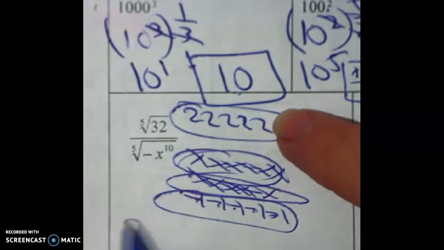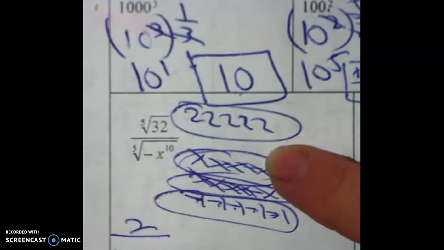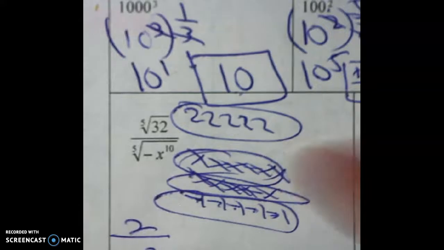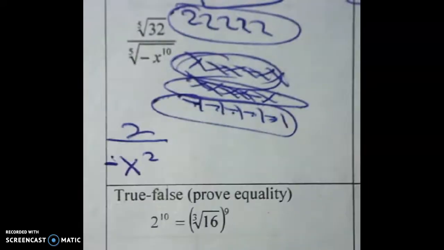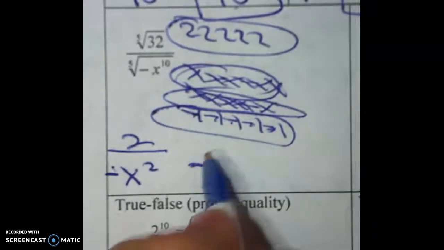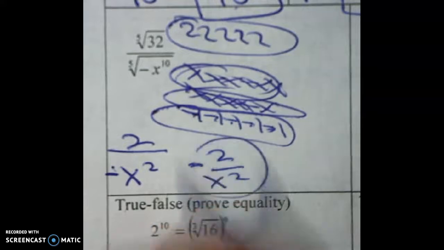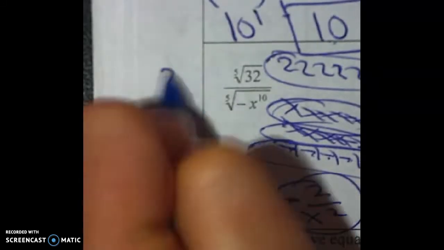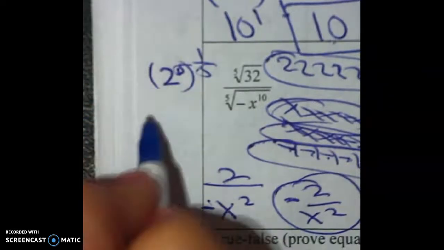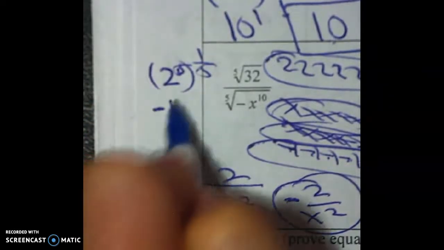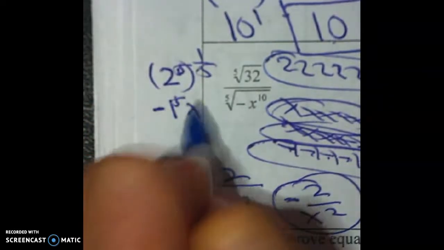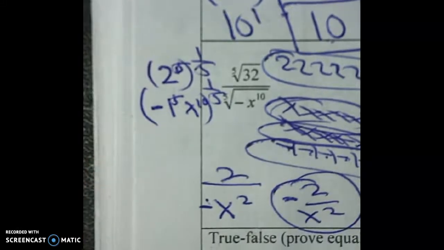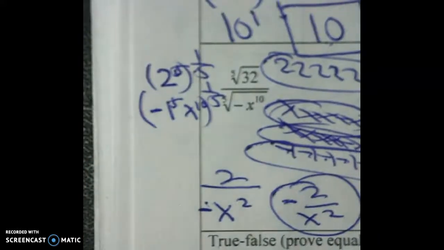So it looks like we have 2 on top and -x squared on the bottom. But of course that's ugly, so it's -2x squared. Okay? If you want to do this in exponential form, which is great, 2 to the 5th to the 1/5, and then -1 to the 5th, x to the 10th to the 1/5, and that gives you the same thing. Okay? Not sure why it's so blurry today.